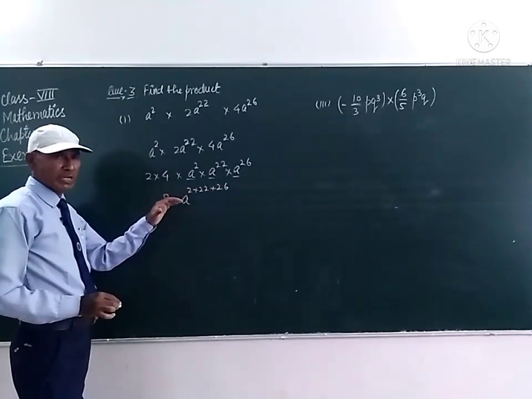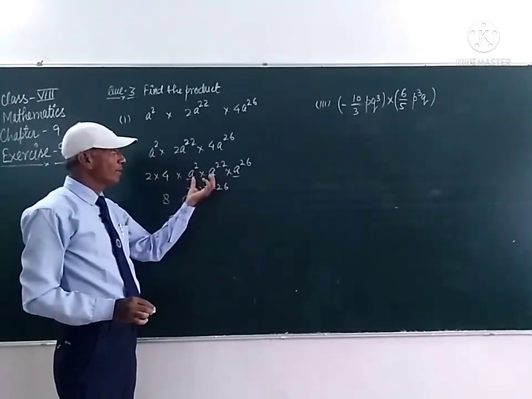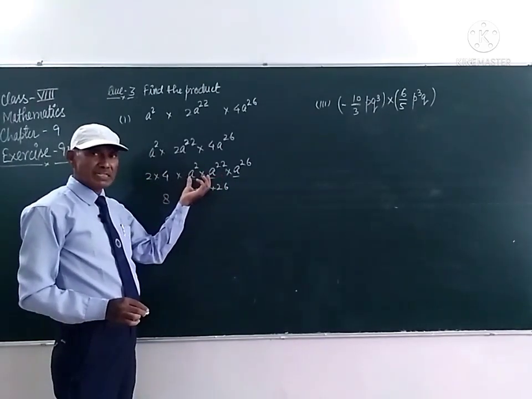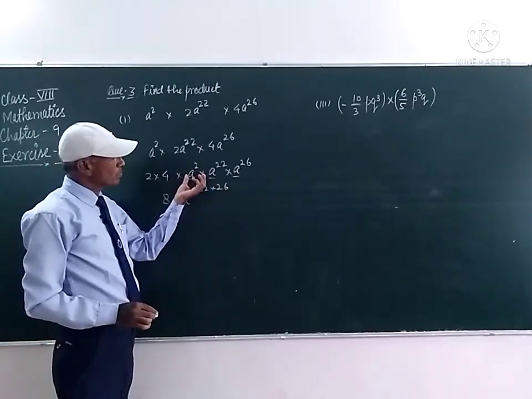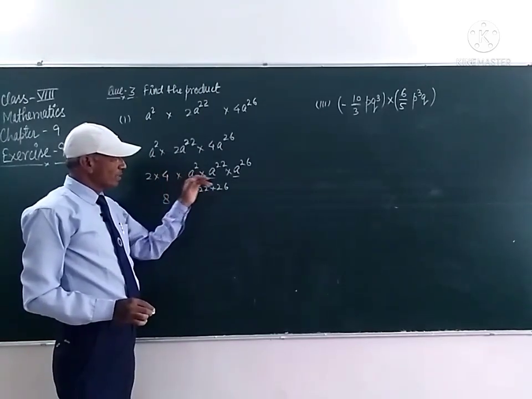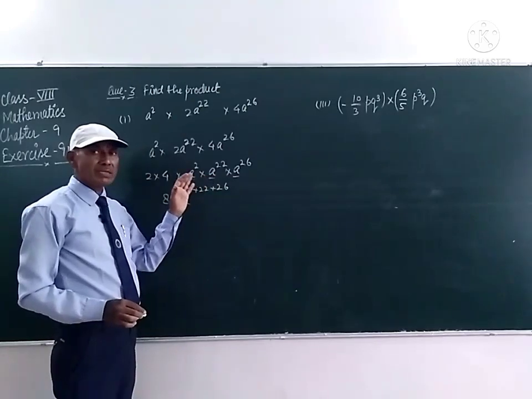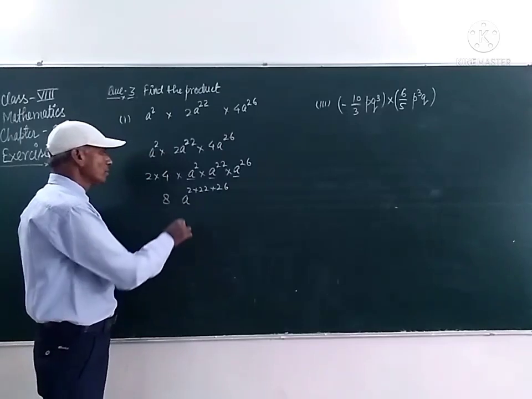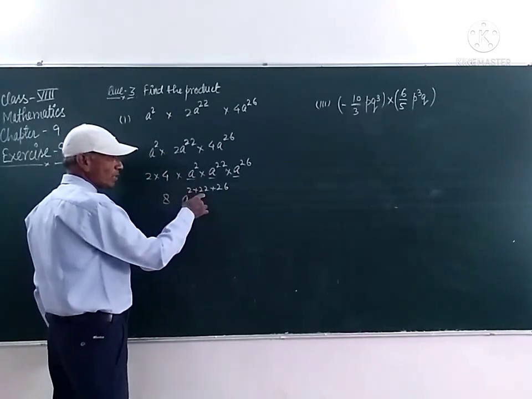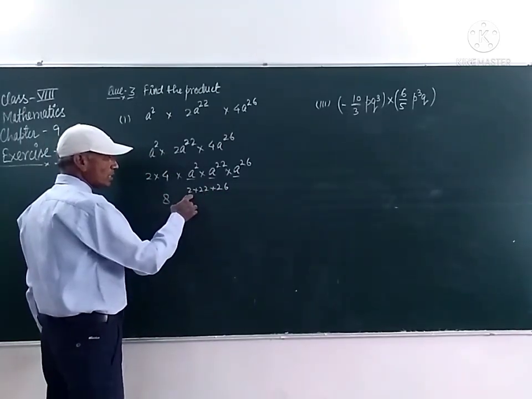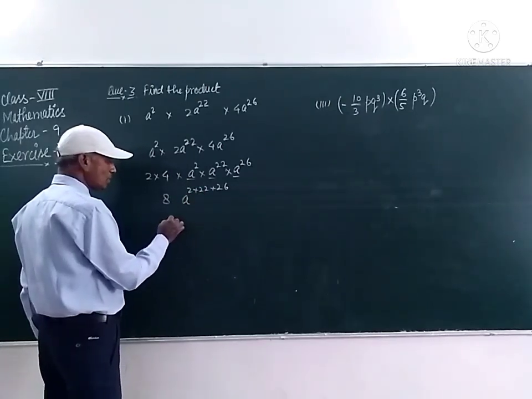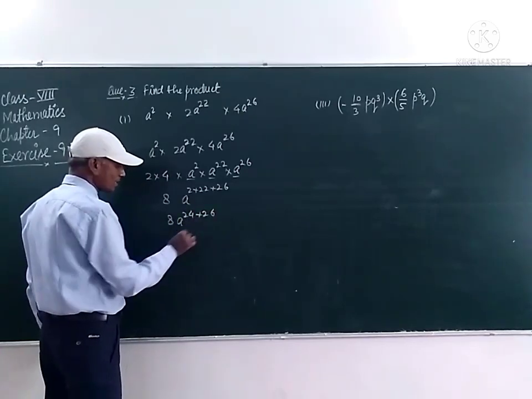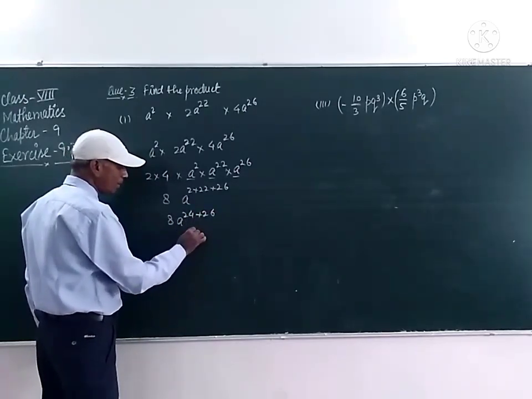Powers will be added, student. If there is a sign of multiplication between these variables and our bases are the same, then exponents will be added. So in this, a to the power 2 plus 22 plus 26. So 22 plus 2 is 24, a to the power 24 plus 26. So 8a to the power 50.